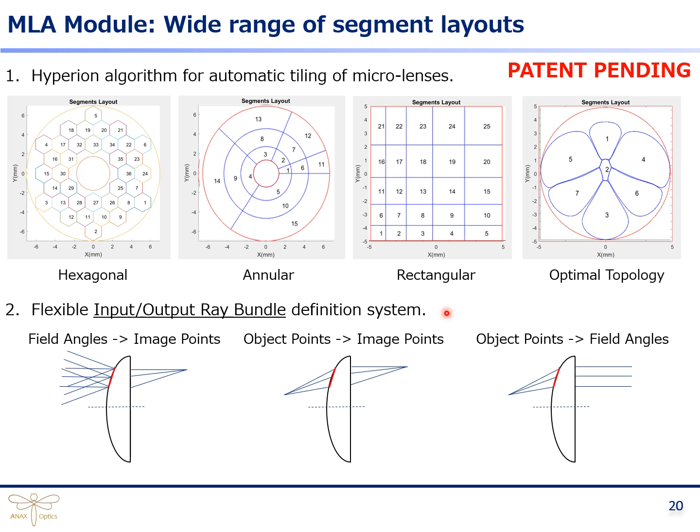Using our automatic freeform surface construction algorithm, the software can then use this input-output combination, whether it's a field angle, an object point, or an image point, to then construct the individual freeform surfaces of every one segment on the surface.